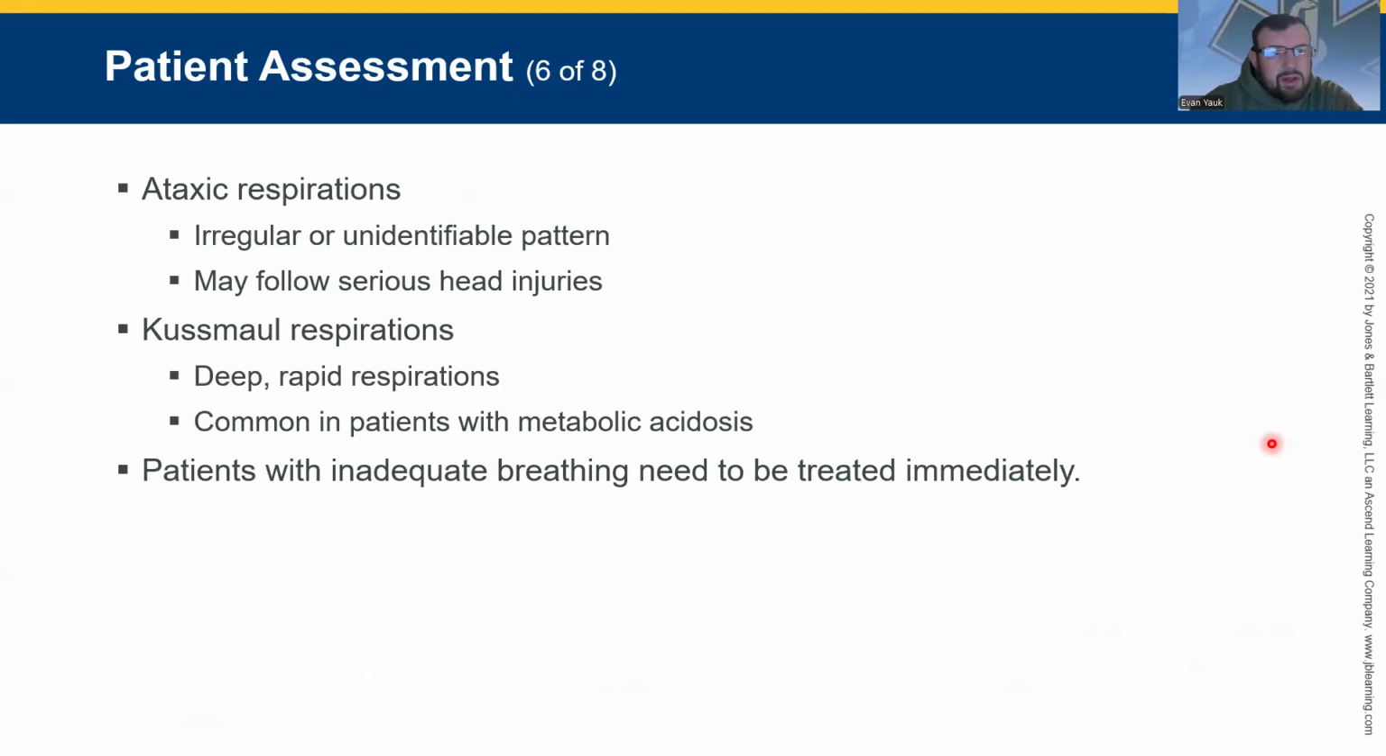Here's some more. Ataxic respiration, an irregular or unidentifiable pattern, may follow a serious head injury. Kussmaul respirations are deep, rapid respirations, common in patients with metabolic acidosis. Patients with inadequate breathing need to be treated immediately because they're not getting perfusion done. They're not getting actual respiration at the alveoli or cellular level. It's not taking place like it should.